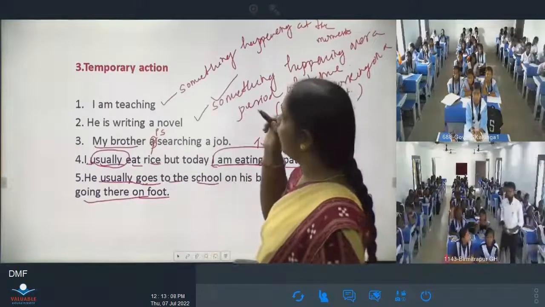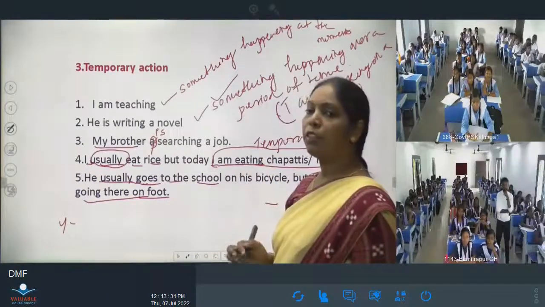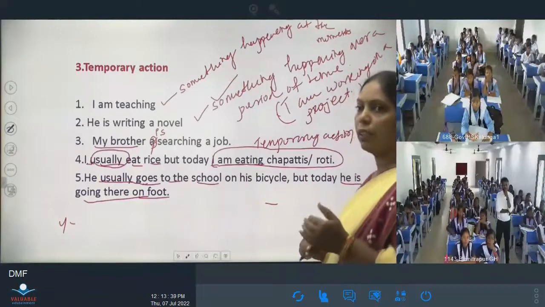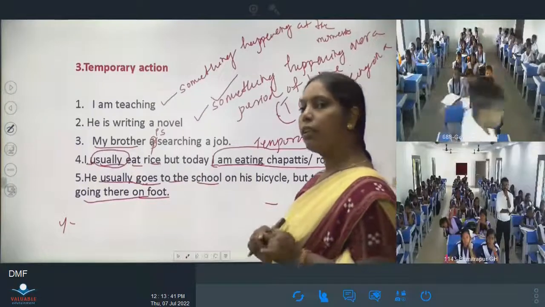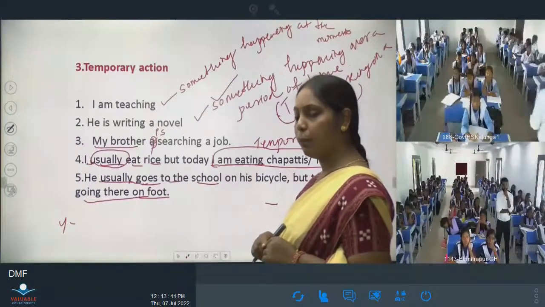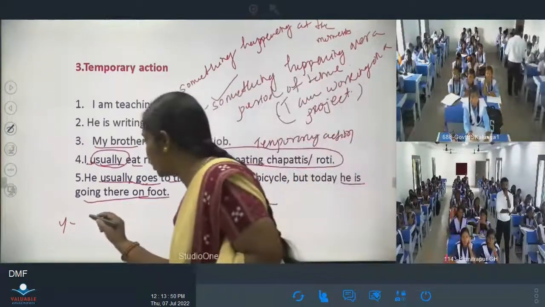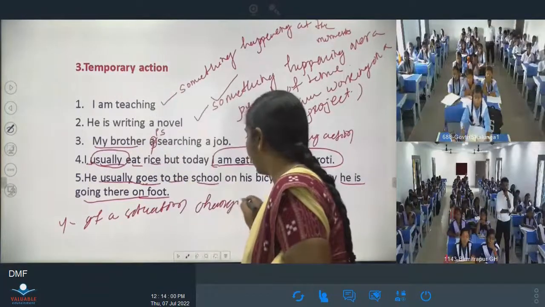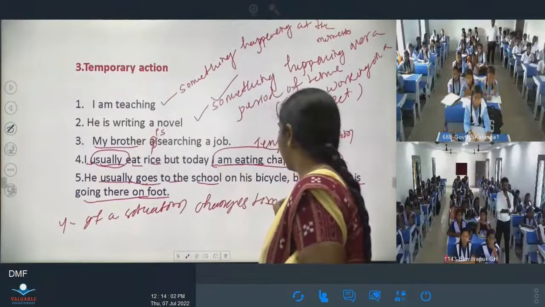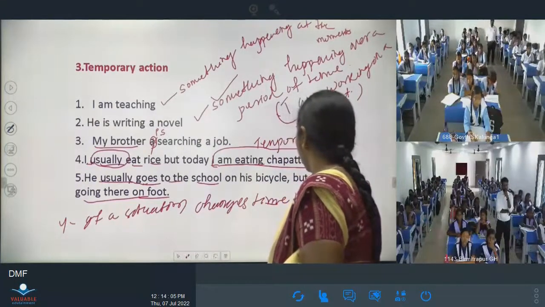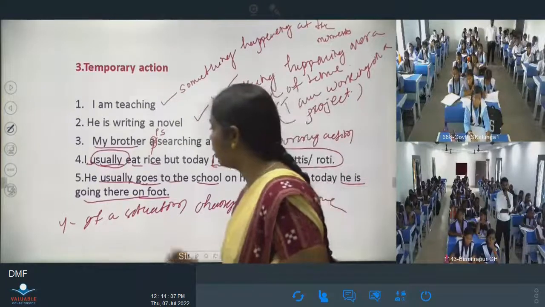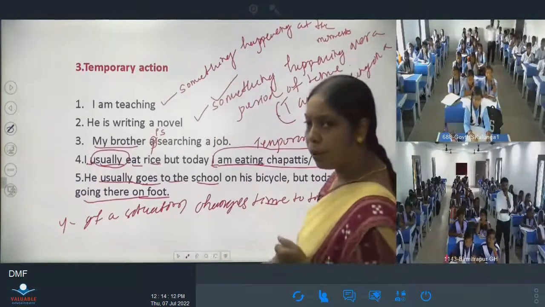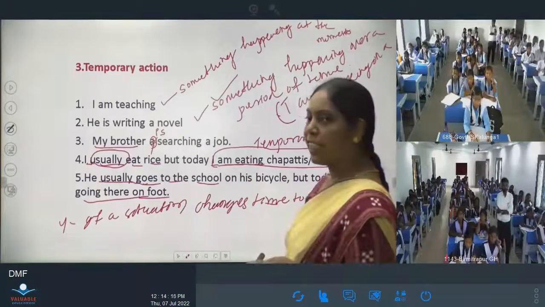There is also another case: if a situation changes from time to time, in that case we use present progressive tense. Example. If a situation changes time to time, in that case, we use present progressive tense. Now, have a look at the example.